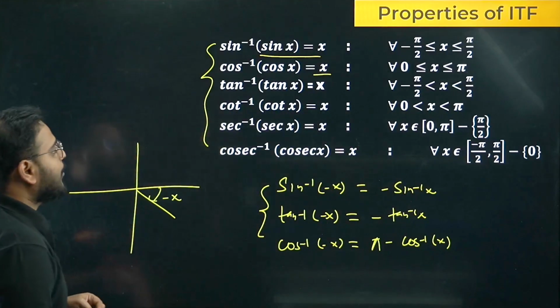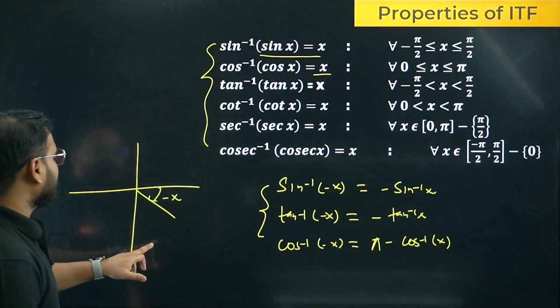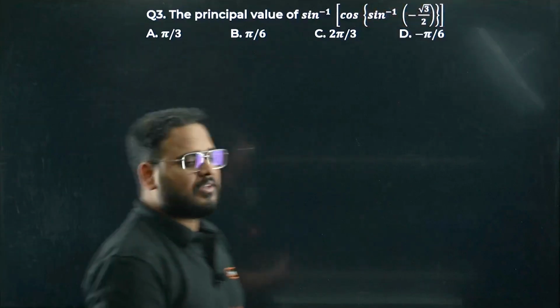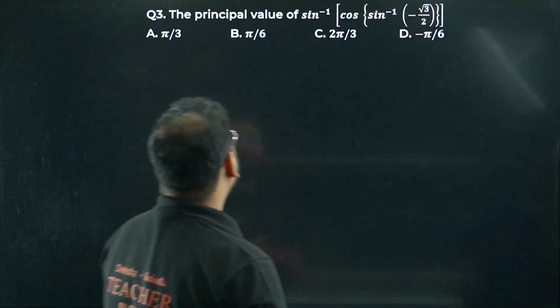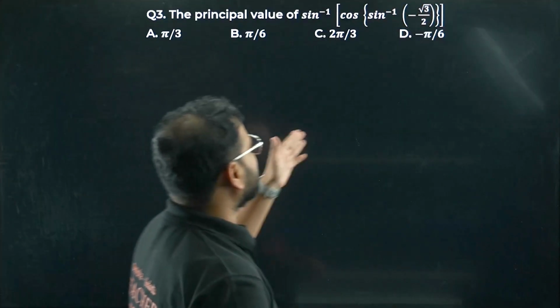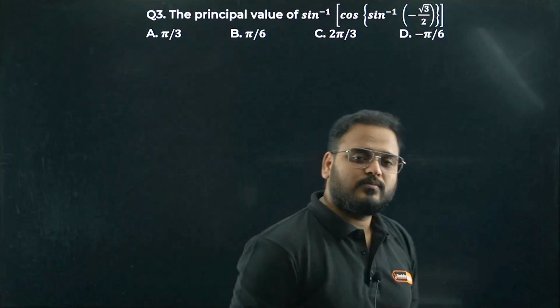Please check. Okay, now what I can do is I'll move on to your question number 3. Let's solve this question as well. What I'm getting here, the principal value of sine inverse of cos times of sine inverse of root 3 by 2.